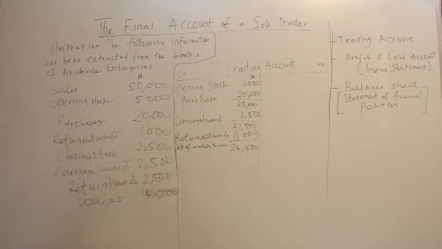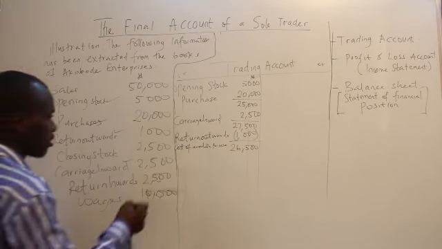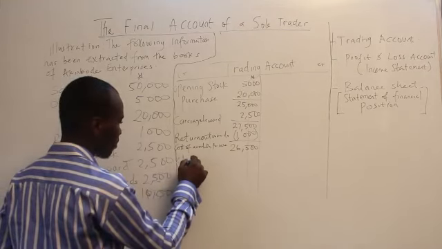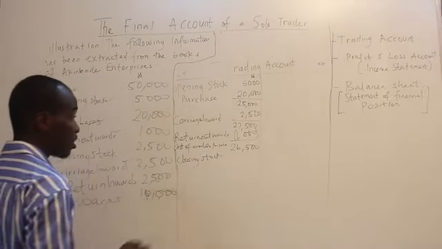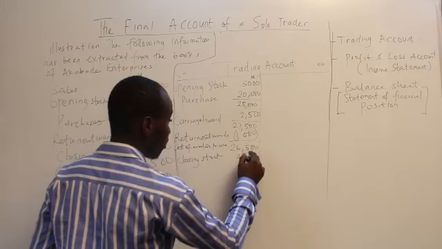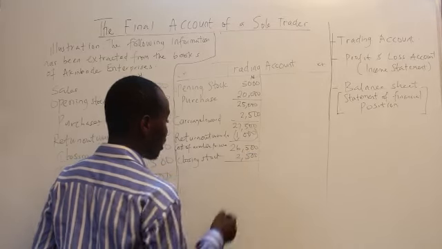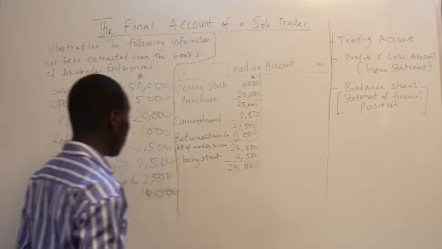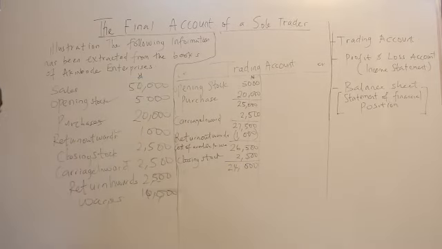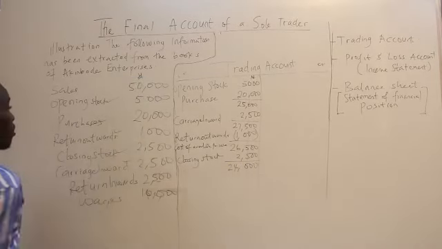Now, the next thing for us is to list the closing stock. Closing stock in the period. The closing stock in the period is 2,500. So we have to less that. So now that gives us 24,000. So we've less the closing stock.